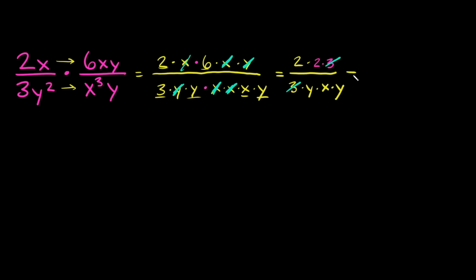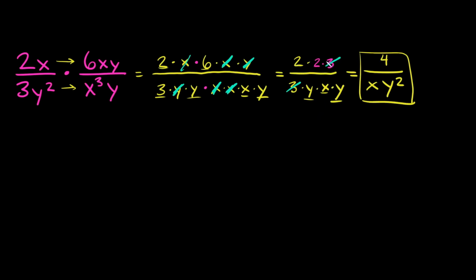Okay, so now when I simplify this, on top, all we're going to have is 2 times 2, which is 4. And on the bottom, all we're going to be left with is this single x, and we have 2 y's, right? Which we can write as y squared, right? So then that would be your final answer right there. Okay, so that's one way you can simplify it.